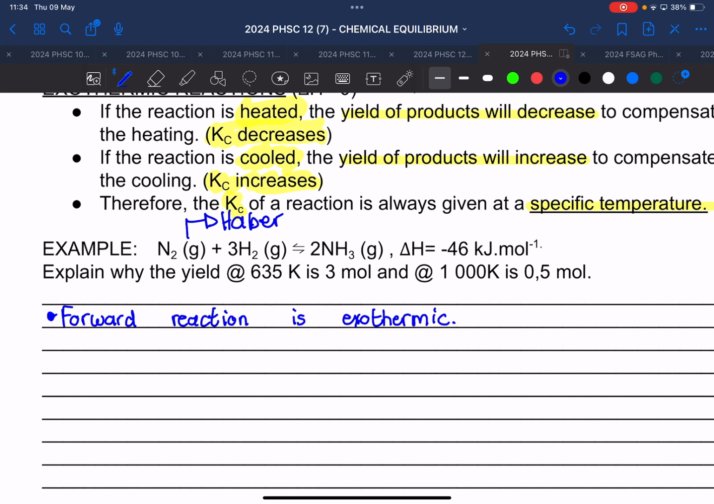We are explaining why the yield at a lower temperature is 3 mole and at a higher temperature is 0.5 mole. So we're explaining why at different temperatures we get different yields, a different amount of products that form. So our forward reaction is exothermic, and if we go from 635 to 1000 K, our temperature was increased.